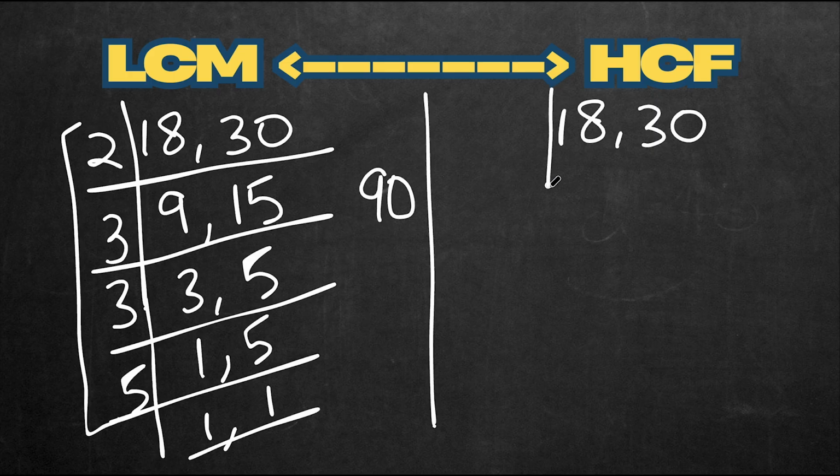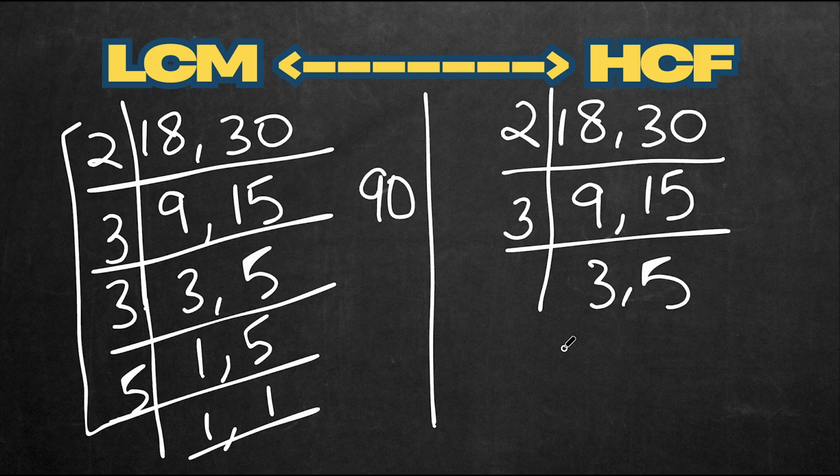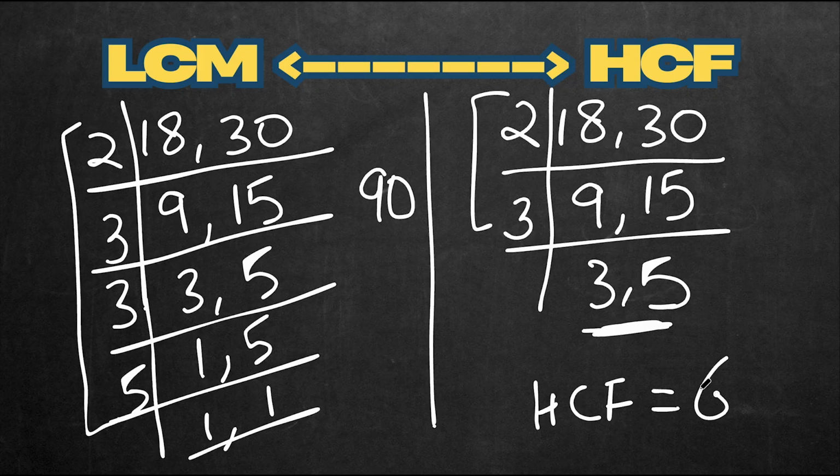Now let's see what my HCF is gonna be. Again, let's start with small numbers, so 2. 2 times 9 is 18, 2 times 15 is 30. Now I know 3 can divide them, so 3 times 3 is 9 and 3 times 5 is 15. Now as you can see, I know there is nothing common in 3 and 5, so it cannot be divided any further. So this becomes my HCF. 2 times 3 is 6. So HCF is 6.